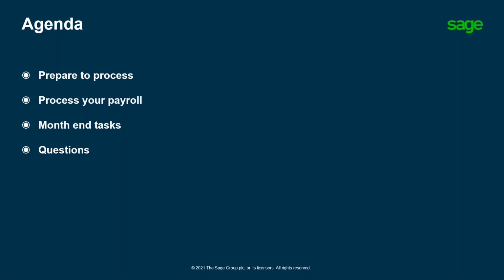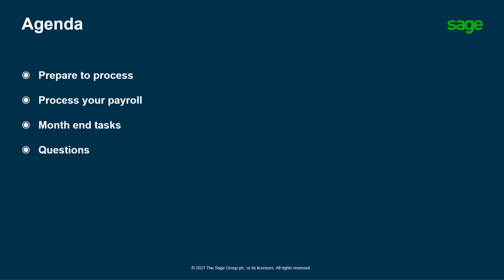So this is what we've got lined up for you today, and this should take about an hour to get through everything. We're going to start with a section on preparing to process. I'm going to run through a few tasks that you may need to complete before you actually sit down and enter your employees' payments. We're then going to run through the payroll process. I've tried to break this down into 5 simple steps, and I'll also mention some of the additional tasks that you might need to complete during that process.